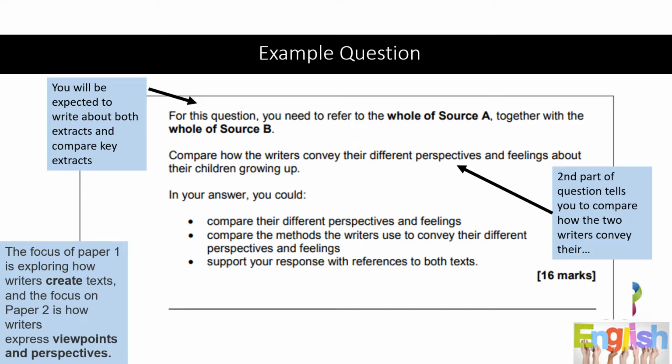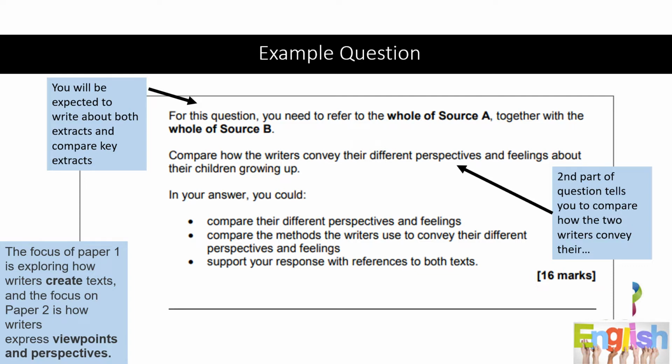So we've got an example here for you from June 2017, I think this was. So I'll read the question to you and then we'll talk about what's going on there. For this question, you need to refer to the whole of source A together with the whole of source B. Compare how the writers convey their different perspectives and feelings about their children growing up. In your answer, you could compare their different perspectives and feelings, compare the methods the writers use to convey their different perspectives and feelings, and support your response with references to both texts.